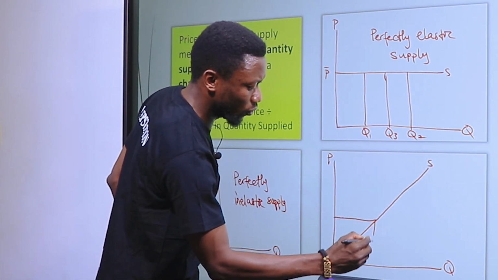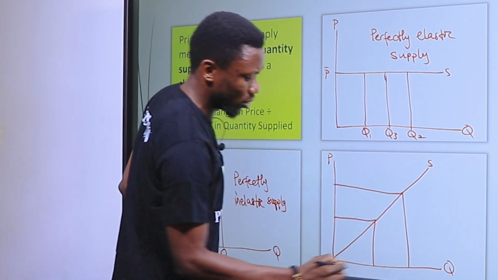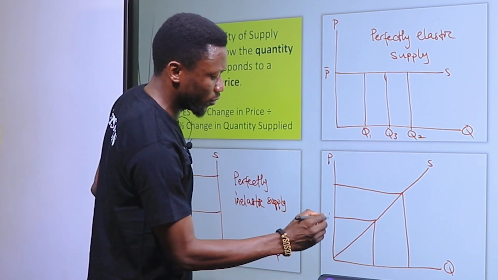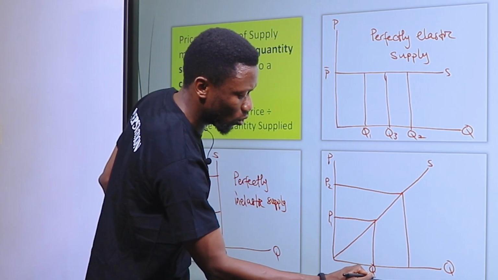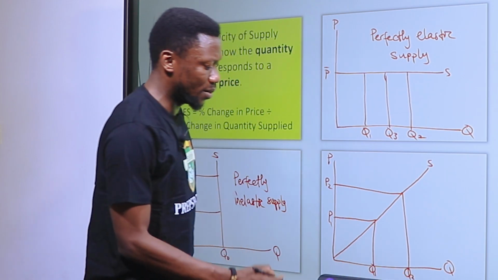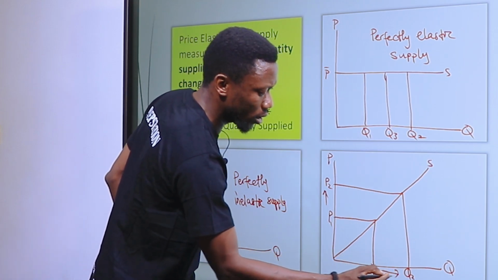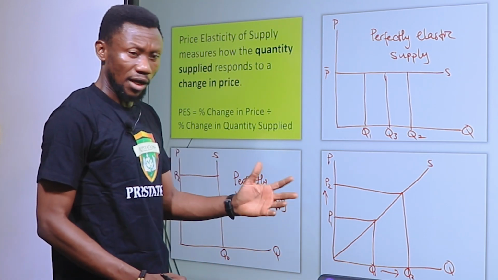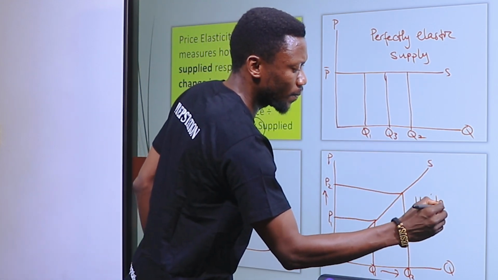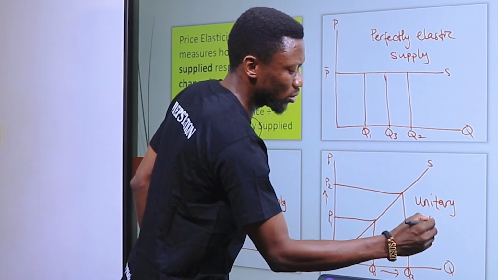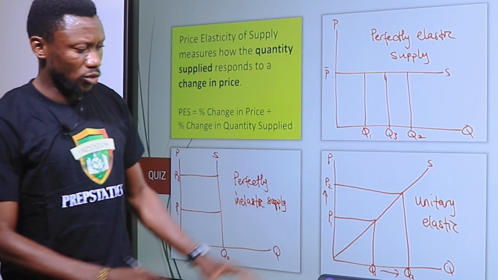But what we need to do is to get an equal side for the two. And I think this is equal enough. This is P1 and this is P2. So this is supply Q1 and this is Q2. It simply means as price increases, supply of goods and services also increases. That simply means, and we call this, unitary elastic supply. Okay, so we're done with this.